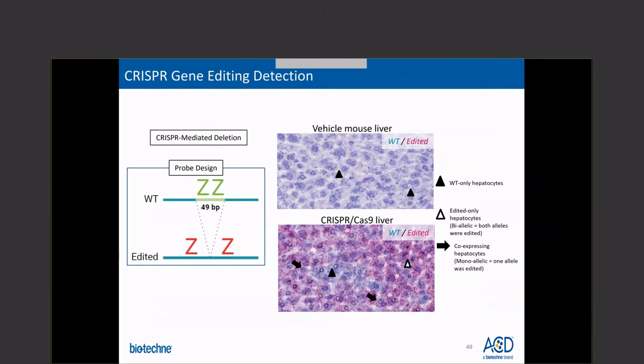BaseScope duplex assay has been used to detect CRISPR-mediated nucleotide deletion. CRISPR-Cas9 was used to delete 49 nucleotides from a gene, resulting in a novel junction sequence labeled edited. BaseScope 1ZZ probes were designed to target either the 49 nucleotides in the wild-type sequence or the edited novel junction sequence. Using the BaseScope duplex assay, the wild-type and edited transcripts can be visualized simultaneously. The image on the right shows staining of wild-type biallelic or monoallelic hepatocytes.